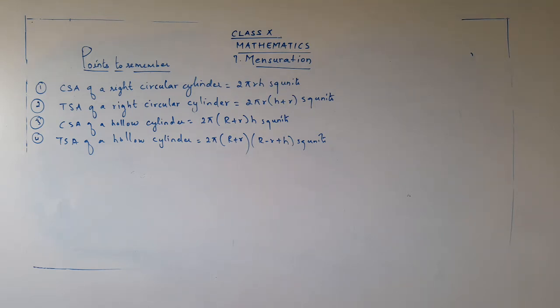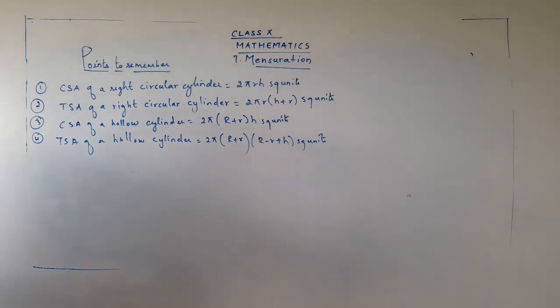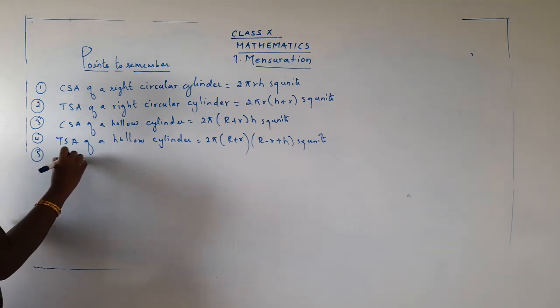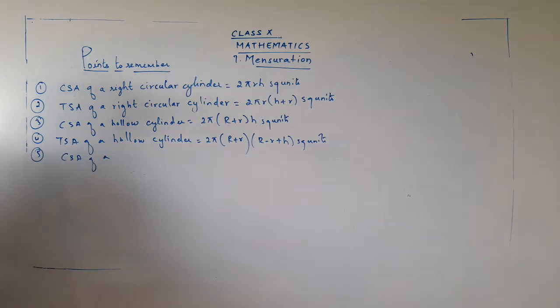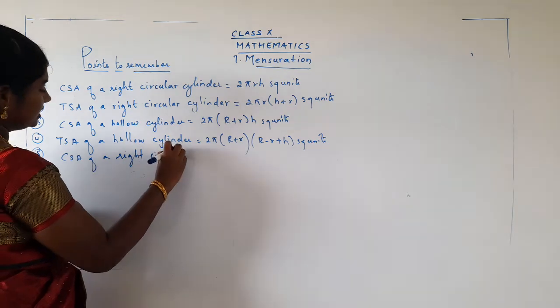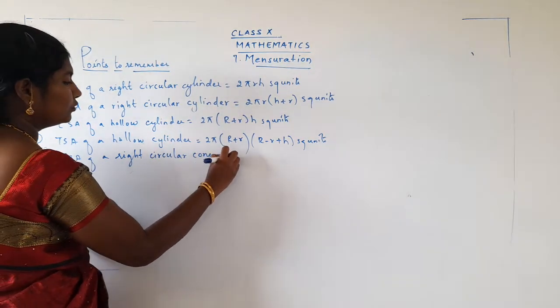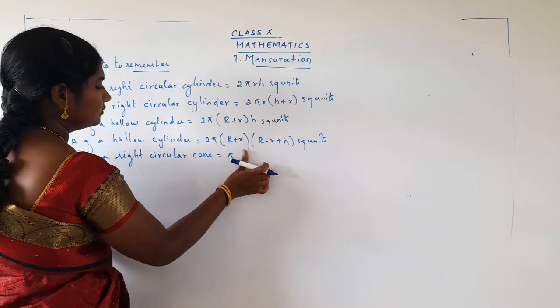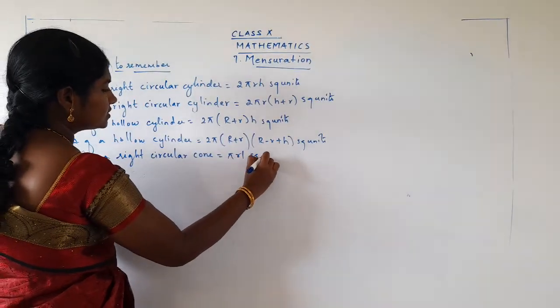Let's go for the next formula. Now we are going to talk about a cone. You can just think of an ice cream cone, a birthday cap, or a Christmas tree. So many examples are there for a cone. Write down the CSA of a right circular cone. CSA of a right circular cone is equal to pi r L square units.